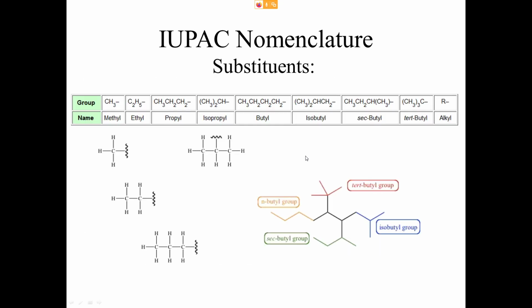I have a question, please. Yeah, go ahead. What do you mean by sticking off? When you say something is sticking off the carbon, what do you mean?